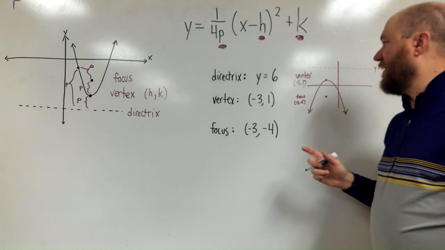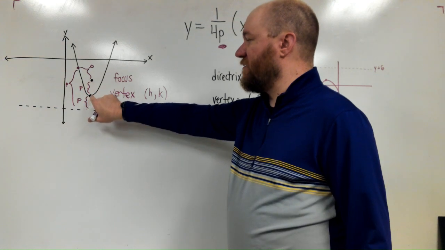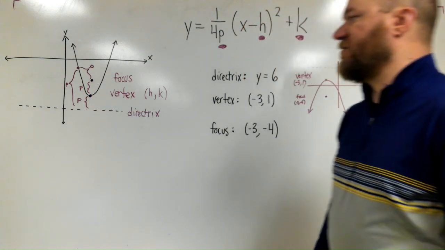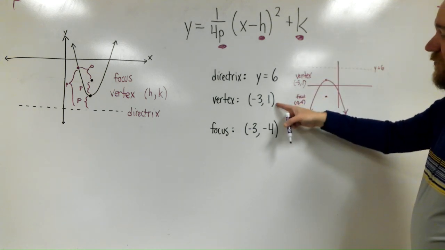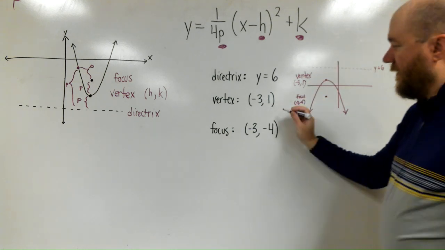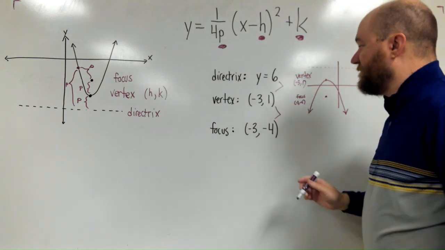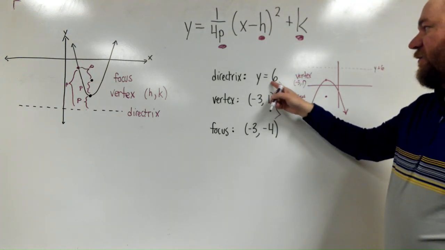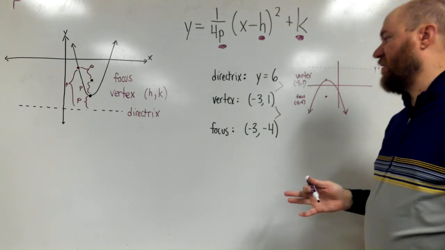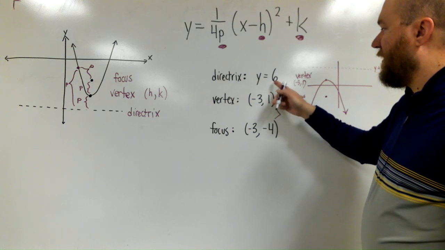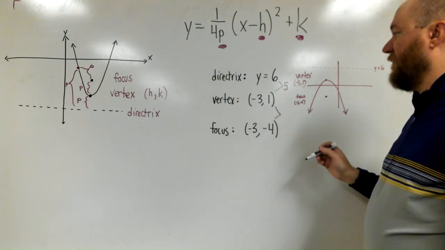Let's start with the P. The P, remember, is how far is it from the vertex to the focus? Or how far is it from the vertex to the directrix? So if our vertex is negative 3, 1, how far is this? How far is that? And how far is that? Well, this is dealing with Y values. And since we're only going up and down, we only have to focus on Y values. So 6 down to 1, that must mean that the P value is 5.